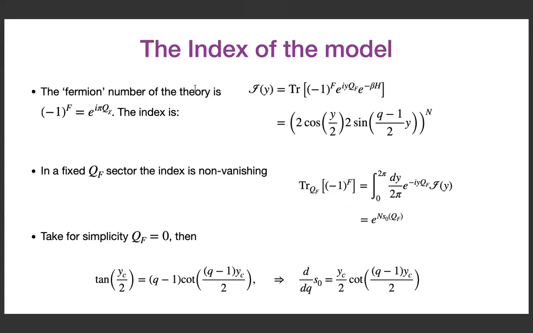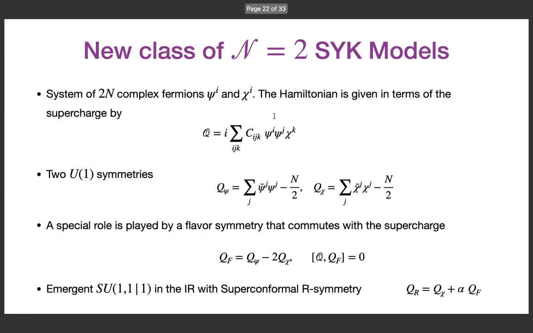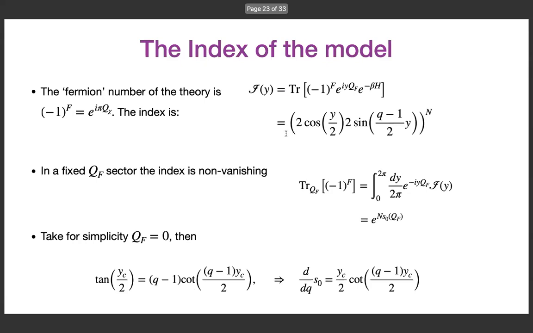For example, we can compute the index of the model. Now the fermion number of the theory is given by e to the i pi Q_chi. I put fermion in quotation marks because it has no contribution from Q_psi. That happens because there are two psi's in the supercharge. So if you have a state and you act on it with Q, it doesn't change the number of psi fermions modulo 2. So it's the only one that affects the (-1)^F. If you want to insert an operator that would cancel different states in a supermultiplet, it will have to be only chi. That's what I'm trying to say.